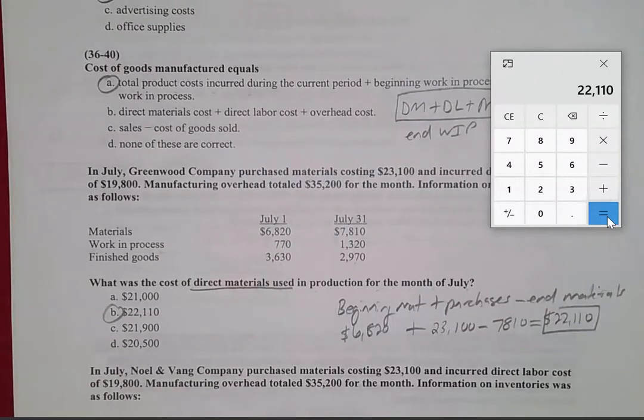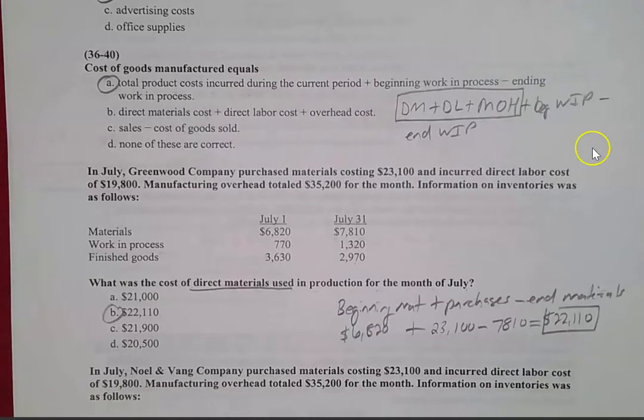Okay, so very, very important here. I want you to notice something real quick before we move on. We say here that the formula for cost of goods manufactured is direct materials plus direct labor plus manufacturing overhead plus beginning work in process minus ending work in process, but we have to do a calculation to come up with direct materials used. And this is it right here. So there's a formula for direct materials used. We just did it. Okay.